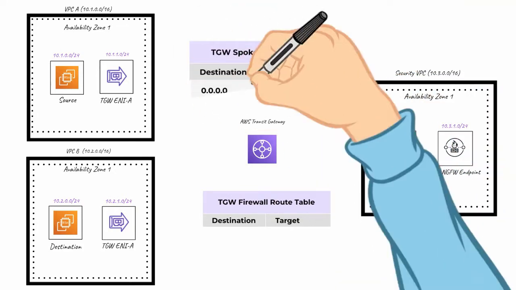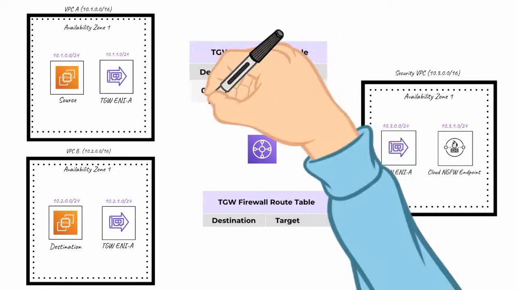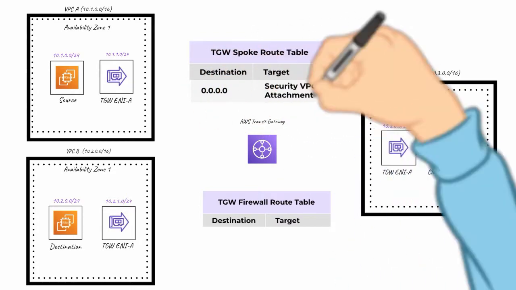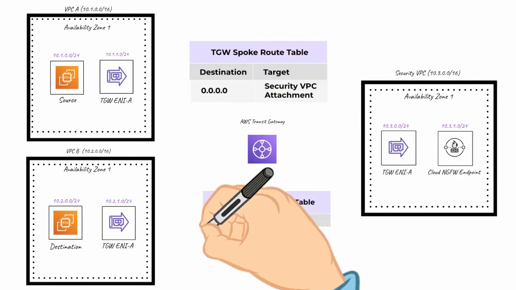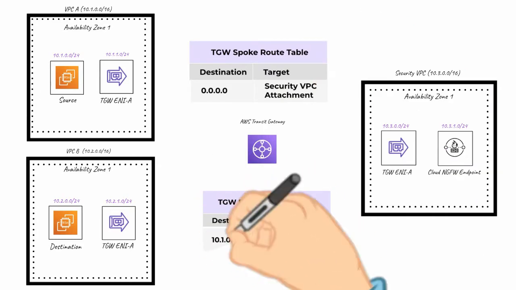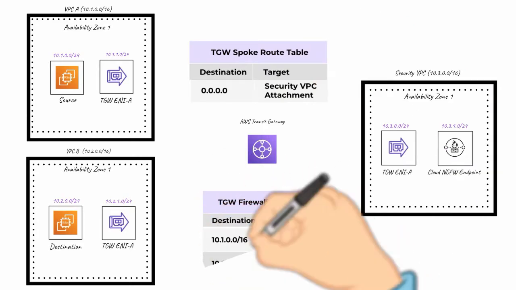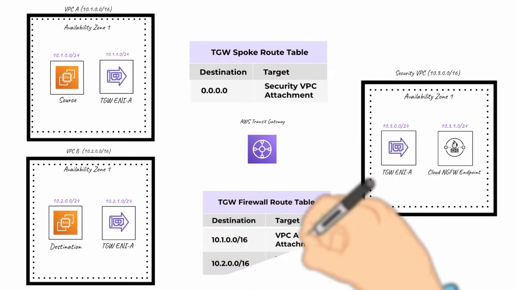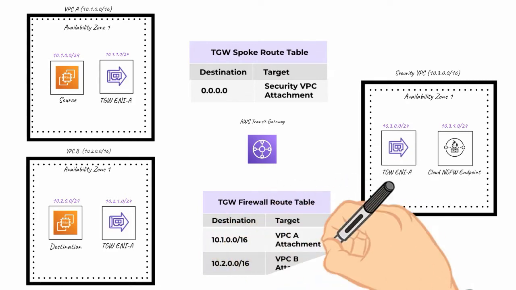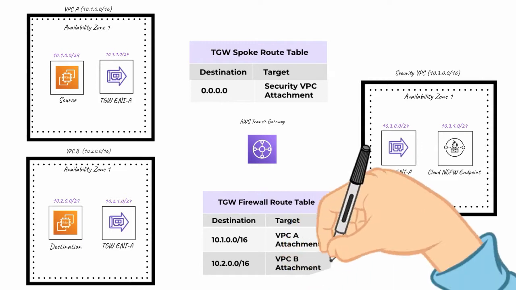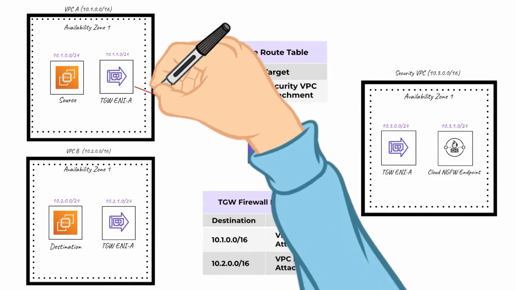All the spoke VPCs are associated to the spoke route table, which has a default route toward security VPC attachment. All spoke VPCs routes are propagated into the transit gateway firewall route table, which ensures that the packet have a return path to spoke VPCs.